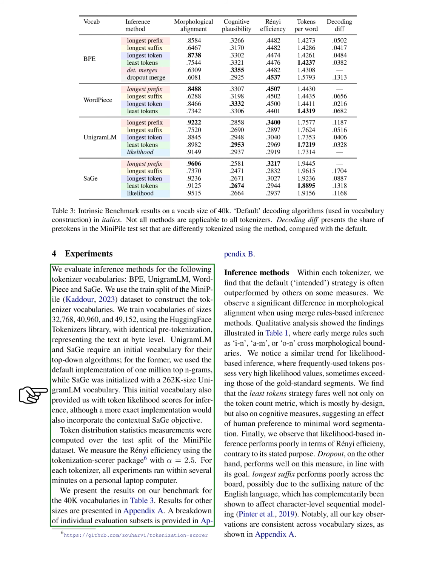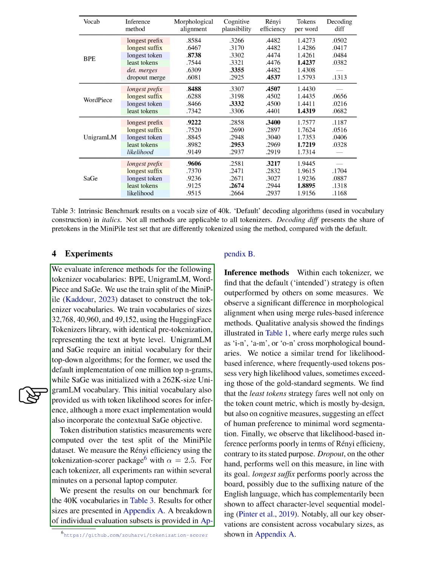We use the train split of the mini-pile dataset to construct these vocabularies, with sizes of 32,768, 40,960, and 49,152, using the Hugging Face tokenizers library and identical pre-tokenization at the byte level.